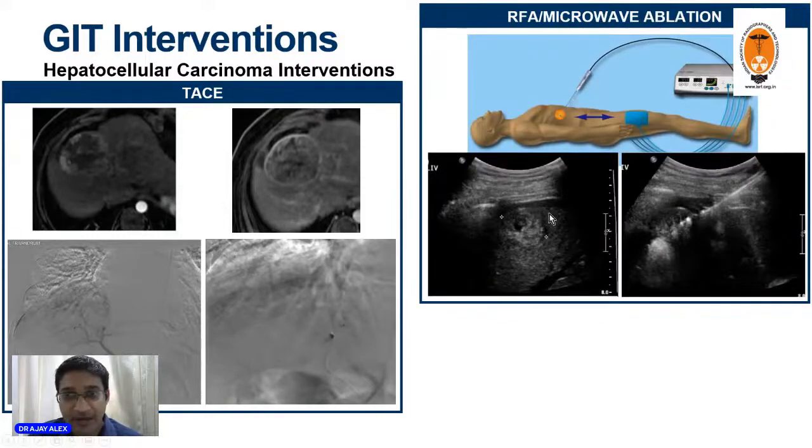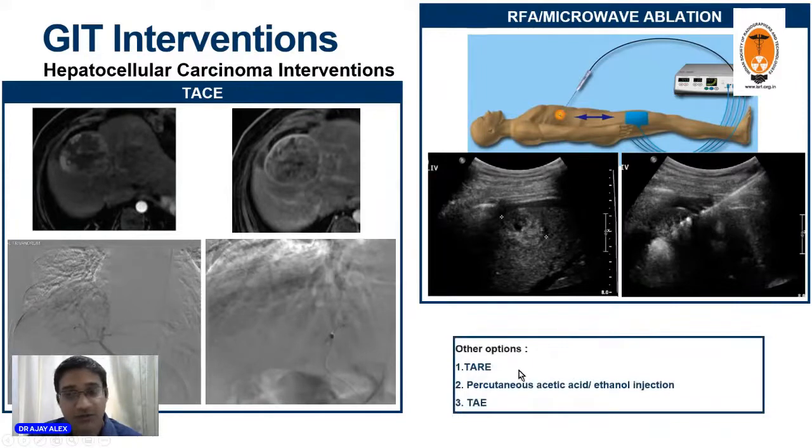You can also have RF ablation, that is, you're putting an RF probe across the lesion under ultrasound guidance and ablating the tumor, as in this case. For advanced tumors, you have the option of radioembolization as well via the transarterial route. For smaller lesions, you also have options of acetic acid and ethanol injection directly into the tumor via ultrasound guidance. In large tumors where you have a risk of rupture, even without a chemotherapeutic agent, you can embolize the supply to the particular tumor.